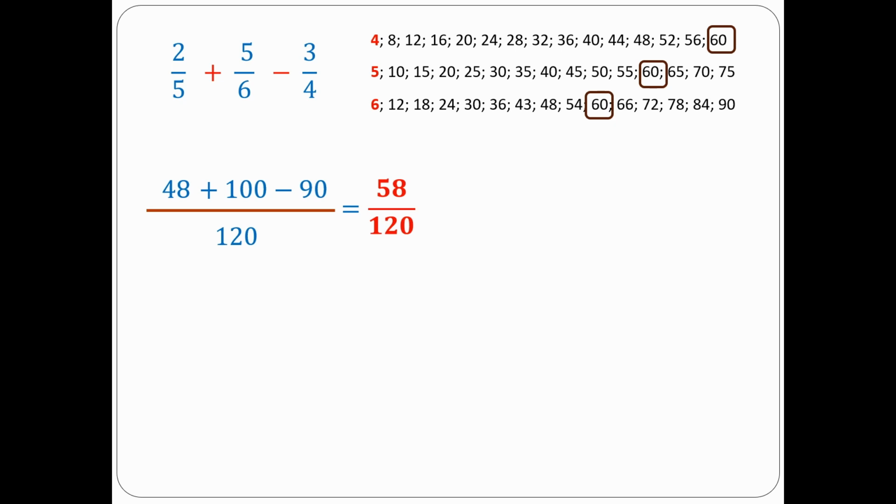And this fraction is divisible by 2. So our final answer is 29 over 60. Even using 60 as our least common denominator, we can get the same answer of 29 over 60. But the simple technique to find the common denominator is simply to multiply the denominators. Now let's move on to multiplication of fractions.